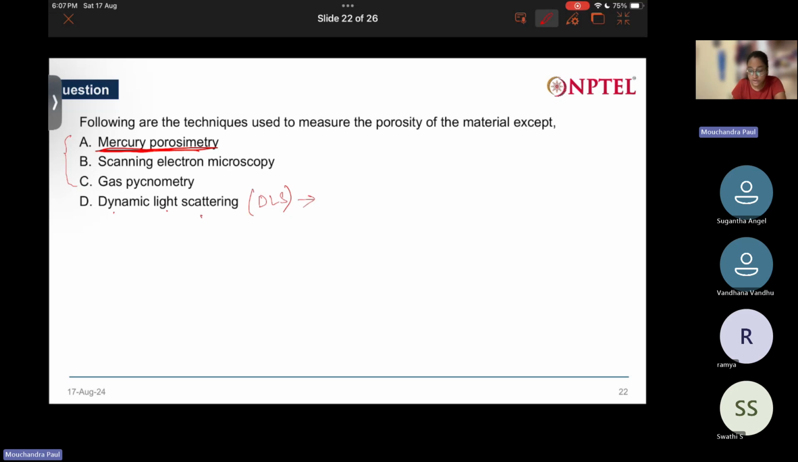This technique is useful to determine the hydrodynamic radius of nanoparticles. So nanomaterials: if your material or particle is very small, in the nanometer or micrometer range, and you want to know its size, you can use the DLS technique to quantify it.